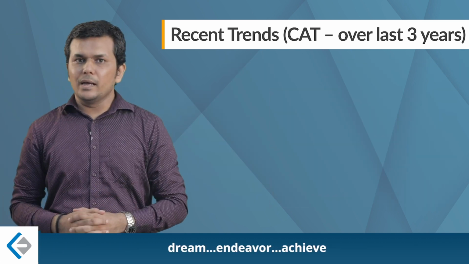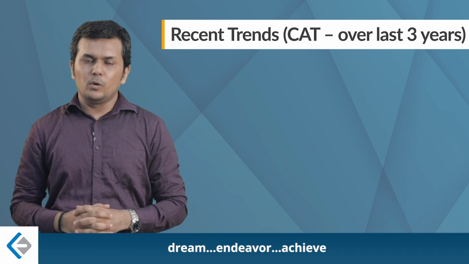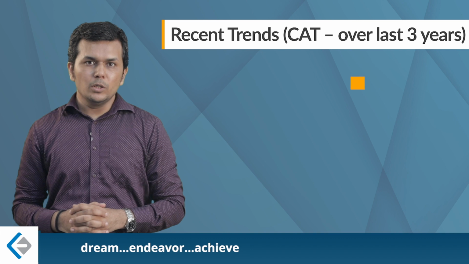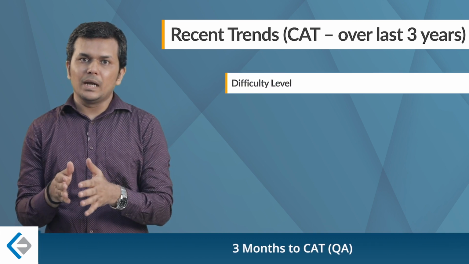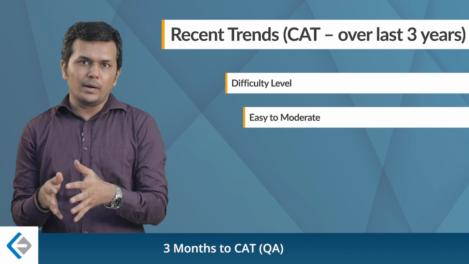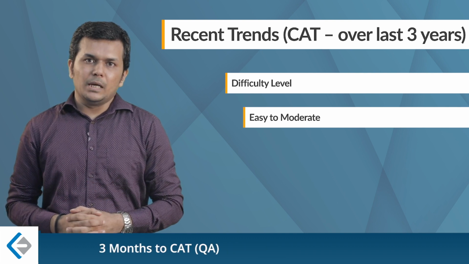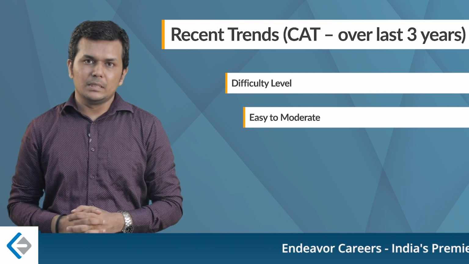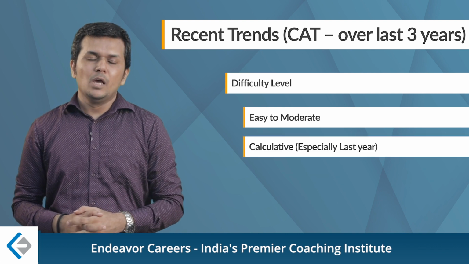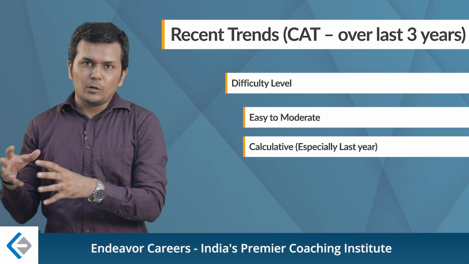This gives you a clear idea what to expect in CAT 2020 with respect to QA section in terms of topic distribution. Also, if you analyze the difficulty levels over last 3 years, it has been somewhere between easy to moderate level paper, and none of the paper in recent years have been on the difficult side. Also, last 2 years paper, especially CAT 2019, we have found it to be on more of calculative side.